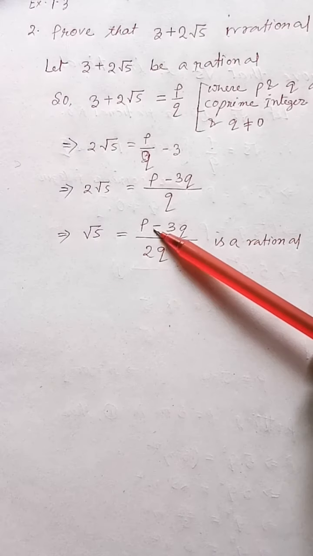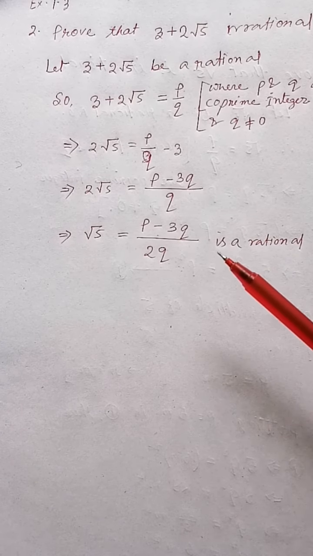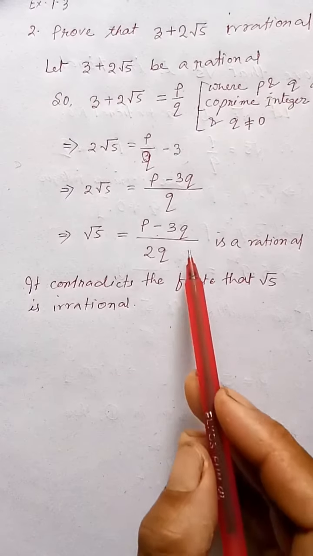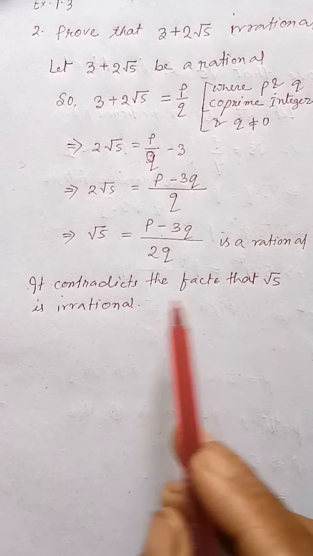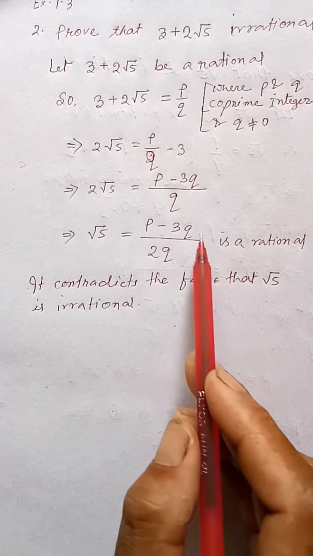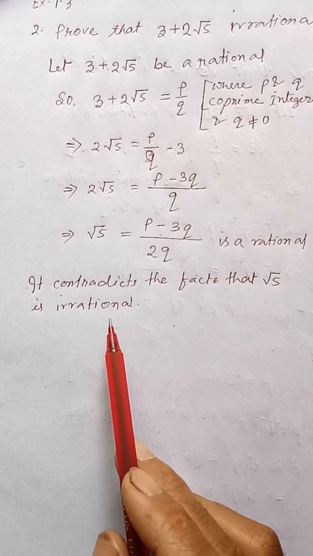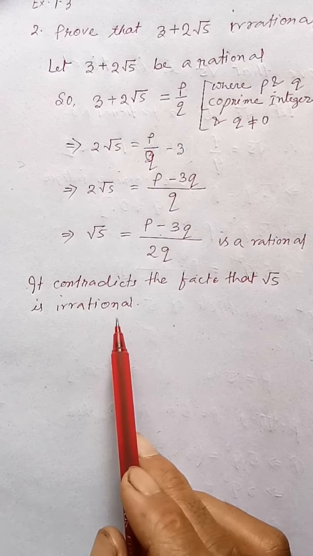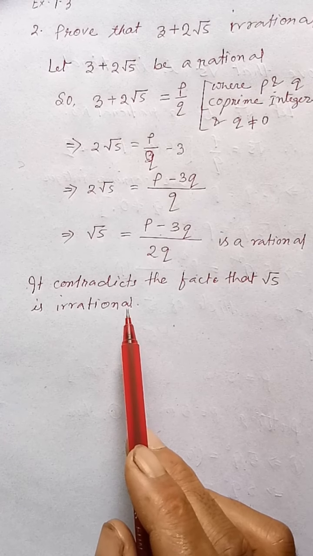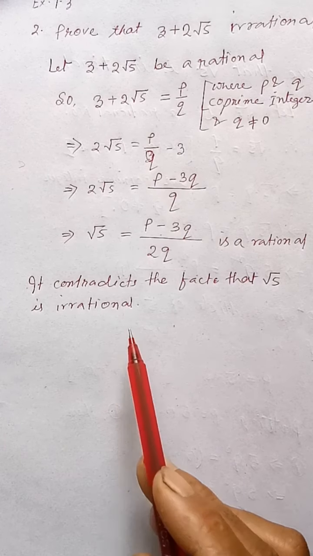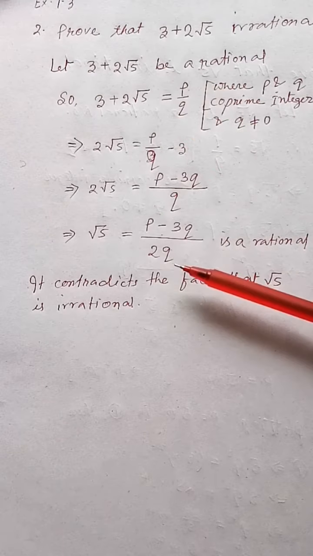So it is written here, p minus 3q by 2q is a rational. So this part contradicts the fact that root 5 is irrational. So it is not agreeing. Contradicts means not agreeing. It is not agreeing that root 5 is irrational. Why this contradiction? This contradiction is due to our wrong assumption. Our starting is wrong, so wrong things happen.